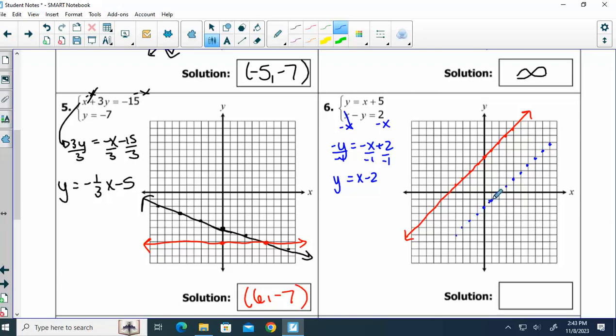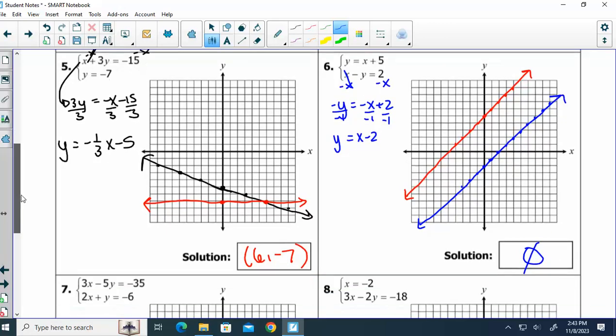Yeah, what did you say about those lines? Parallel. They're parallel. How can you tell from the equations that they're parallel? Yeah, the slope is the same. So they never meet, so what's my solution? Yeah, it's an empty set, no solution. There is no point where they intersect.